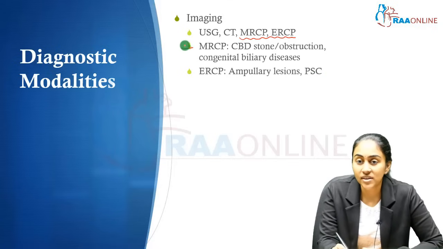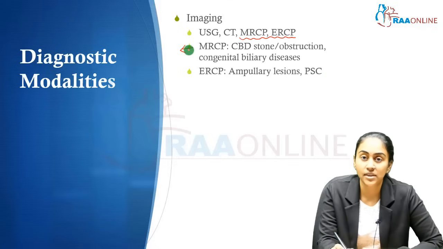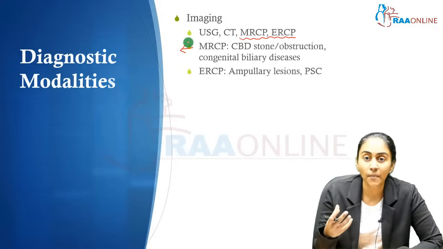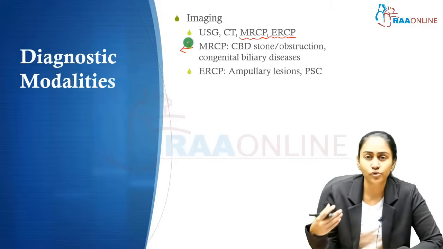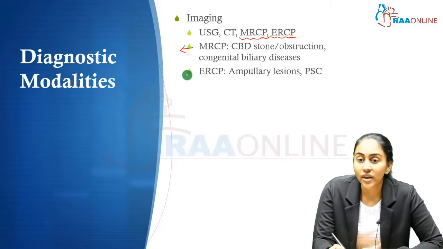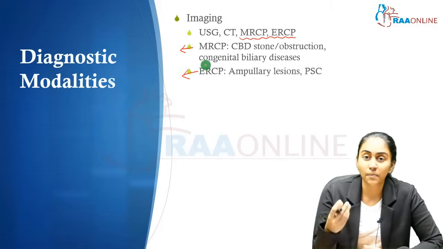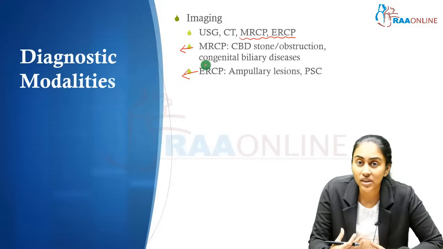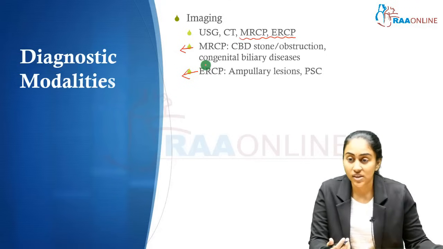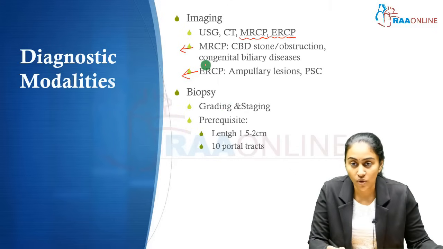So remember, MRCP seems to be slightly better than ERCP when it comes to common bile duct obstruction, either in the form of a stone, stricture or malignancy. When it comes to ERCP, the prime advantage seems to be with ampullary lesions and in primary sclerosing cholangitis.